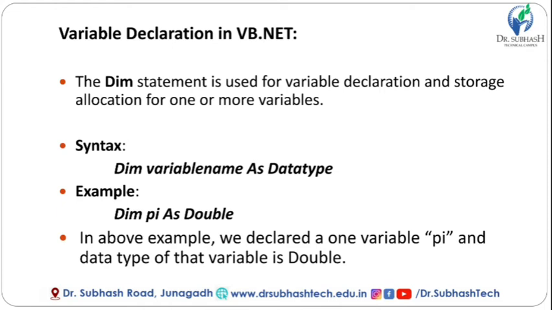So these are the rules for naming a particular variable in VB.NET. Here we showed the definition of a variable, and then how to name a variable and the rules for it. Now, how to declare a variable in VB.NET. The Dim statement. This is the important keyword Dim, D-I-M. In VB.NET, the Dim statement is used for variable declaration and storage allocation for one or more variables.